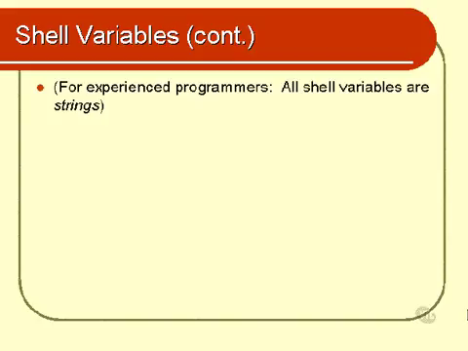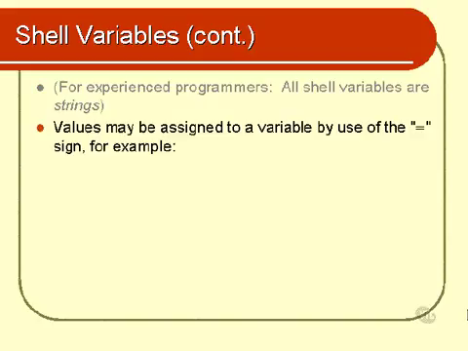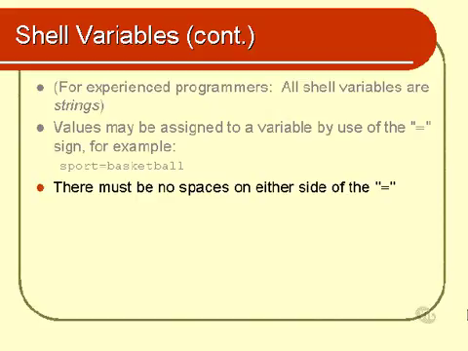And now, for everybody again, values may be assigned to a variable using the equal sign. An example of that is sport equals basketball. We are assigning the value basketball to the variable called sport. Now please note that there must be no spaces on either side of the equal sign. This is different to most programming languages, but you simply cannot have spaces around the equal sign. If you do, you will not get the results that you are hoping for.